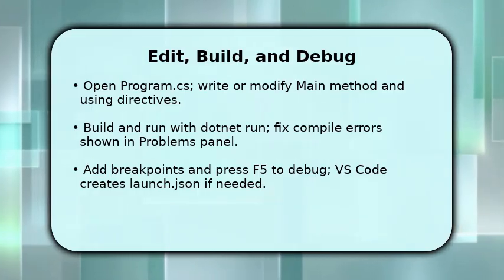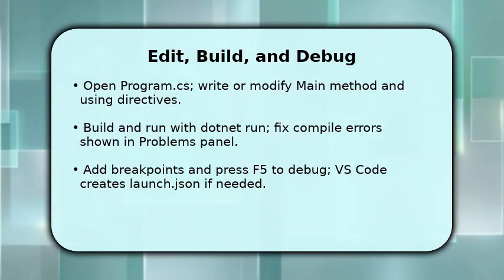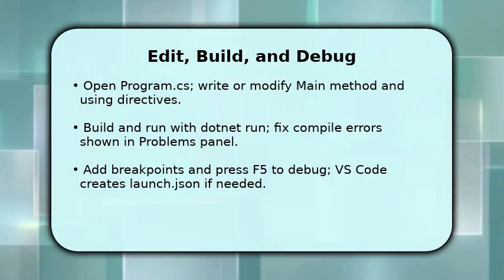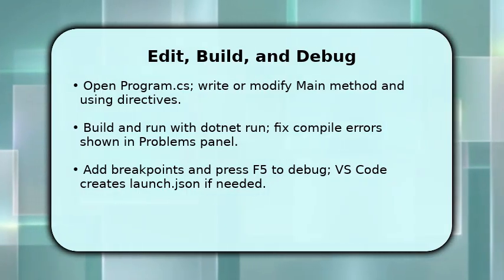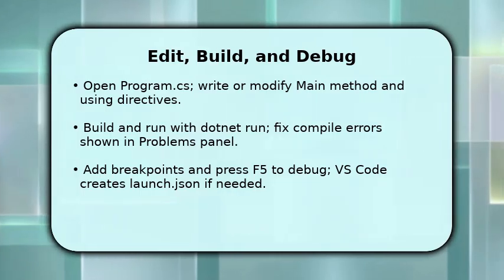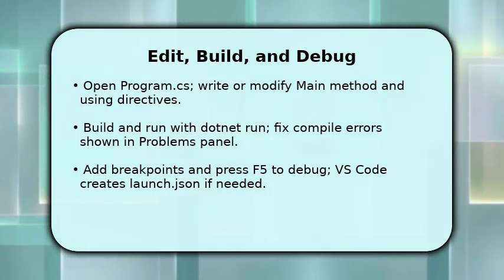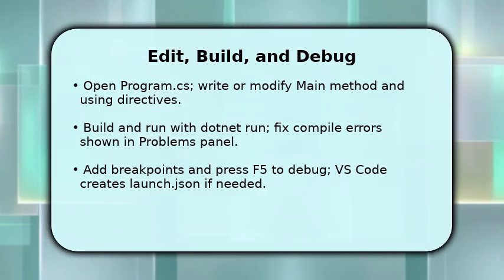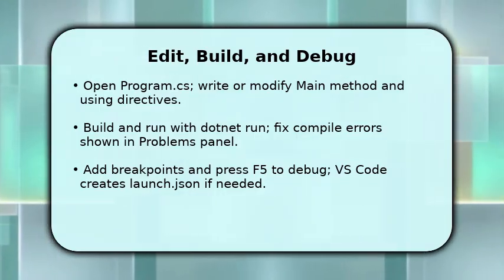When you need to inspect behavior, set breakpoints in the gutter and press F5 to launch the debugger. VSCode generates launch.json for .NET Core automatically. This lets you step through code, inspect variables, and understand what the program is doing and why.